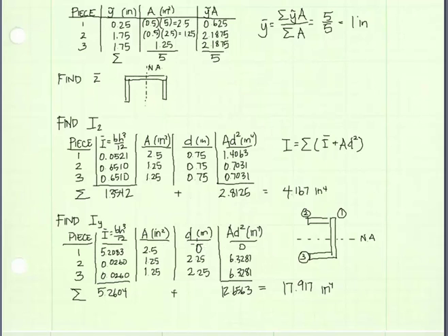D values, notice that the d value is 0 for piece 1. That's because its centroid falls right on the neutral axis, so d is 0. For pieces 2 and 3, it's 2¼ inches away from the neutral axis for our d values. So we get our Ad squared, sum up our moment of inertia values and Ad squared values, and altogether we get 17.917 inches to the fourth. That's our moment of inertia about the y-axis.